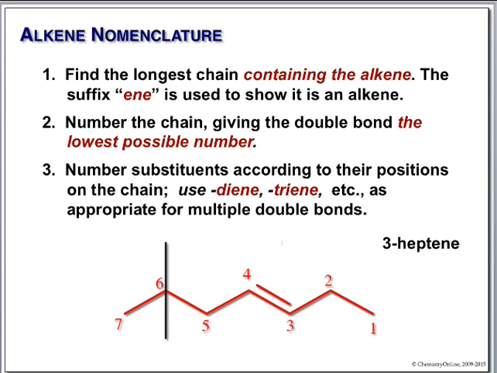This is 7 carbons, so it's a heptene, and the double bond is at carbon 3. We also have at carbon 6 2 methyl groups. So just like naming for an alkane, this is going to be a 6,6-dimethyl-3-heptene.